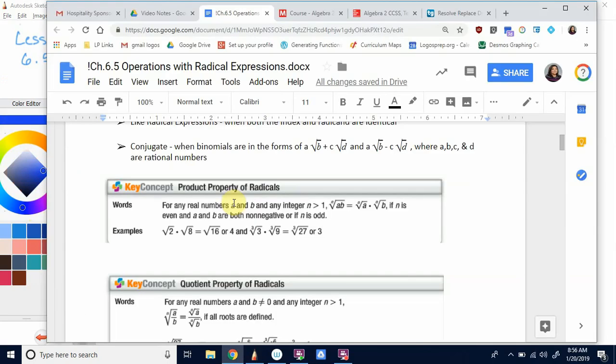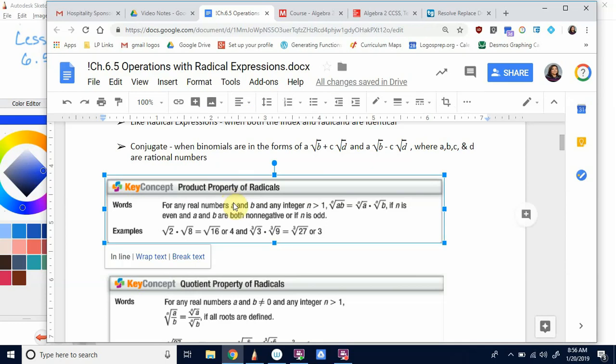The rule says when you're multiplying radicals, as long as you have the same index, you can put them under the same radical or you can separate them. For instance, square root of 2 times square root of 8, because they both have the same index, you can put them under one radical and multiply, which gives you square root of 16, which we know is a perfect square, which equals 4. Likewise, you can break it down if you need to and go the other way. Okay, so let's look at the example.